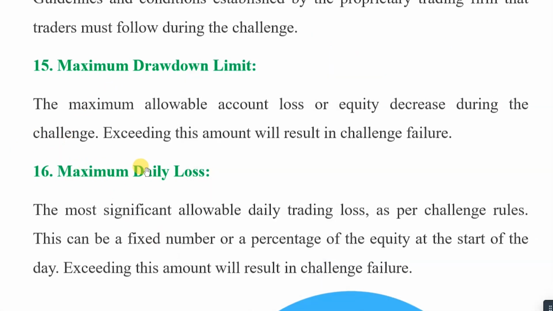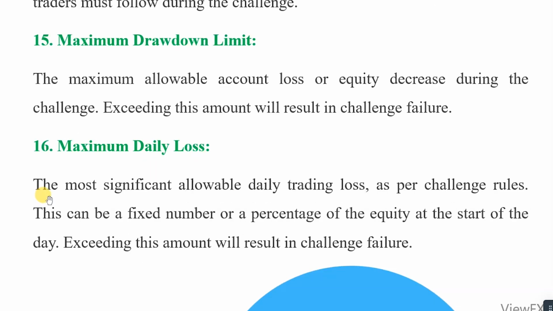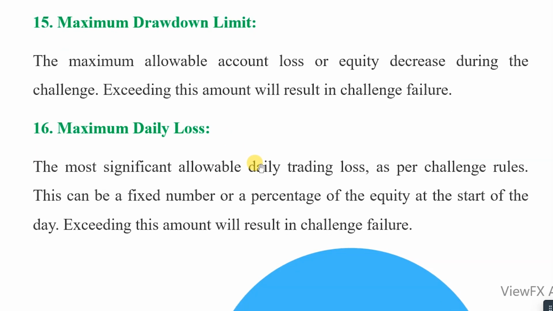Now we have the maximum daily drawdown. That is the amount you are not allowed to lose in a 24-hour trading interval. The most significant allowable daily trading loss as per challenge rules. This can be a fixed number or a percentage of the equity at the start of the day. If you exceed this amount, it will result in challenge failure. So you should never exceed the maximum daily loss given to you by your prop firm.